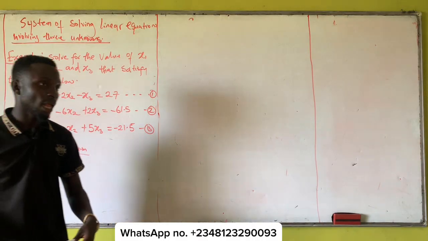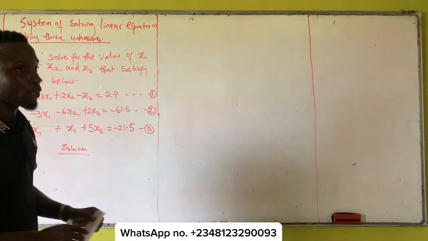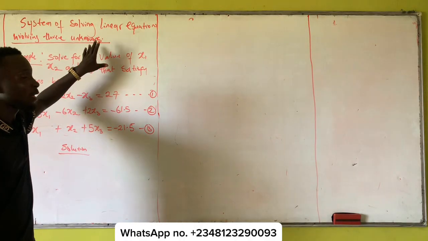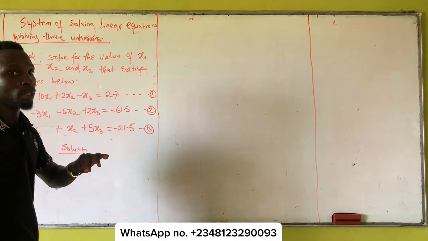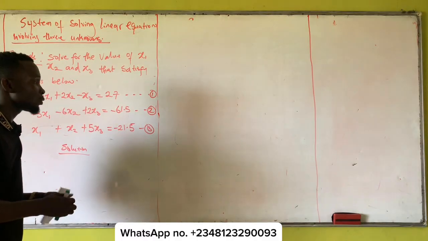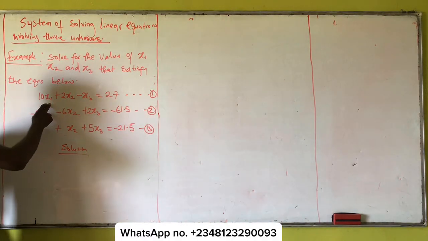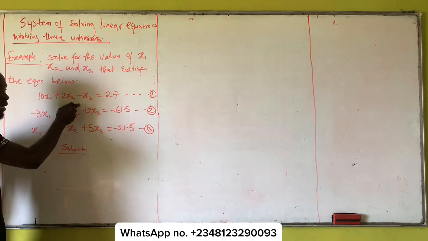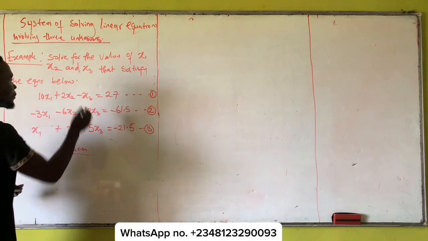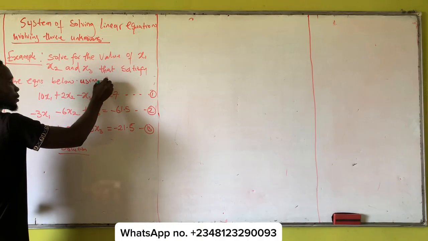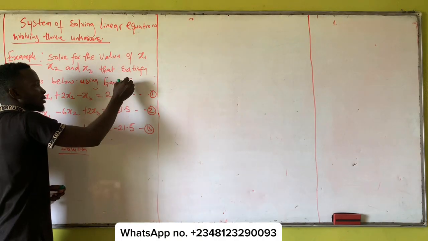Welcome to this class. In this class, we'll be continuing from our previous class, where we solved the Gauss elimination method. And in this question, we are going to apply the Gauss elimination method to solve for the values of x1, x2, and x3. Let me write it here using Gauss elimination.